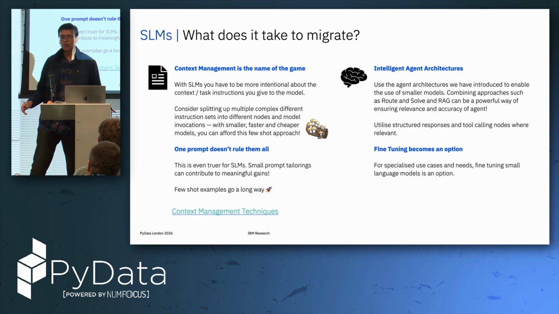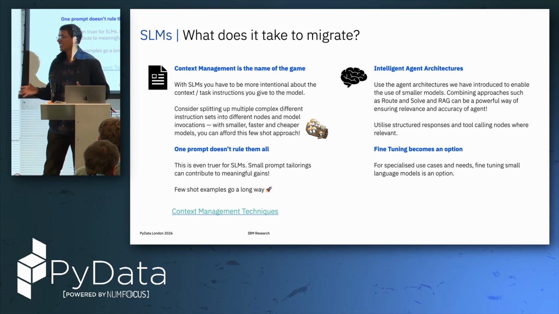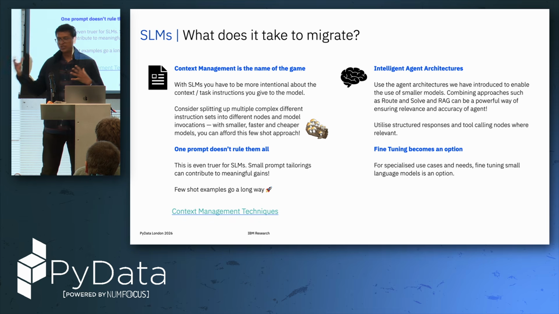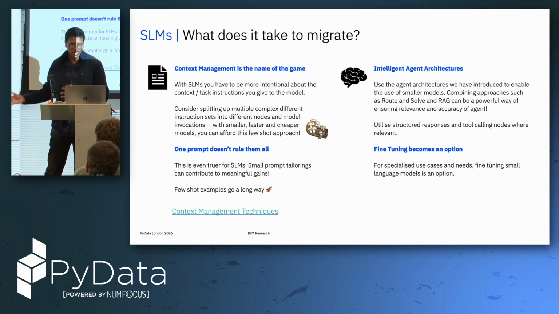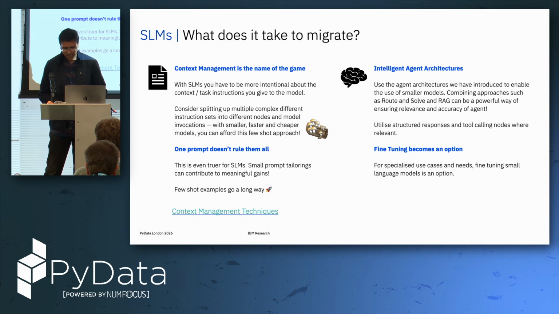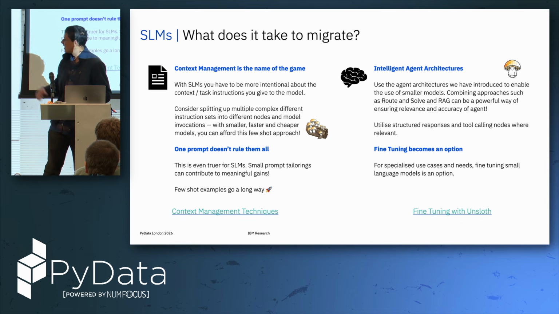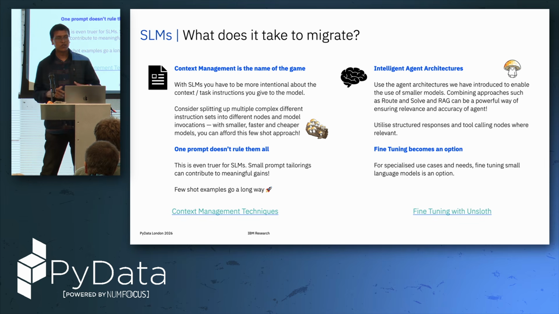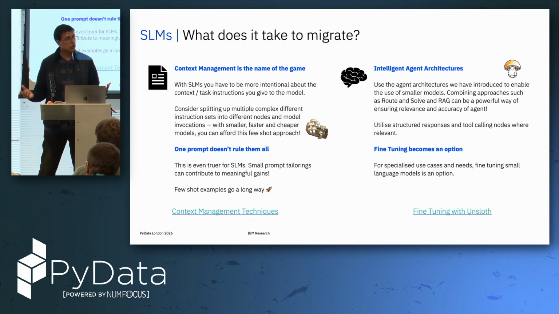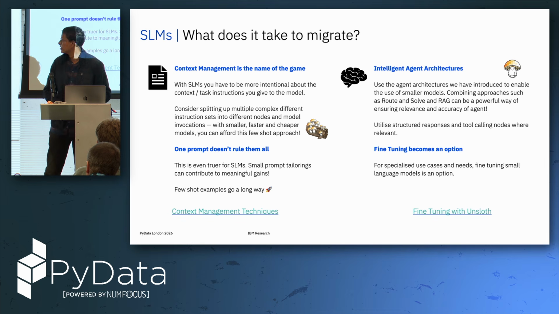Also, rely on your software engineering skills and use intelligent agent architectures. So think about combining and segmenting your tool sets into different domains and using the route and solve approach. Think about RAG as a powerful way of ensuring relevance and accuracy of your agent. And this last option of fine-tuning, it becomes an option. It's not something that I would recommend, and it's not something we often see the need for. But if you do have specialized use cases with a sufficiently small model, this does become an option.